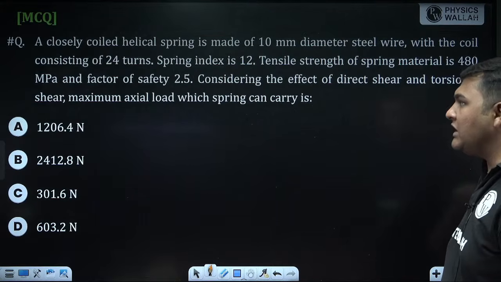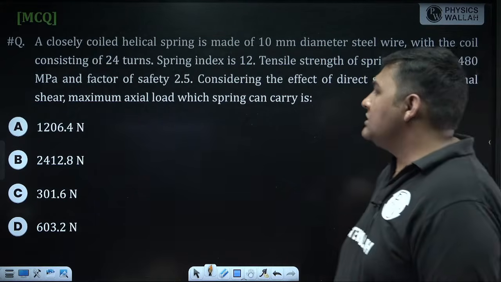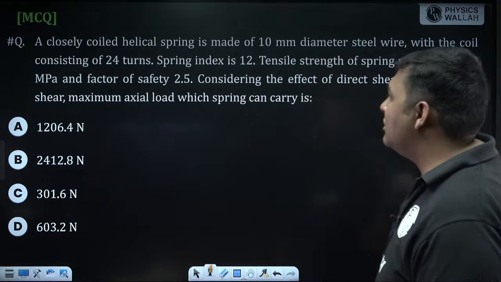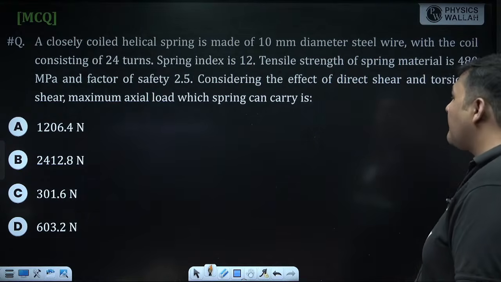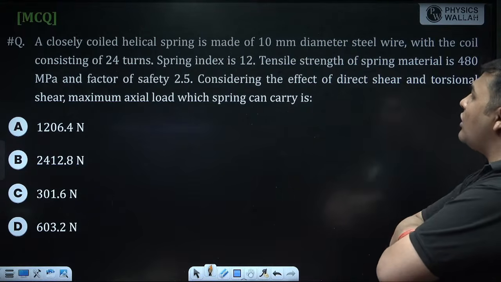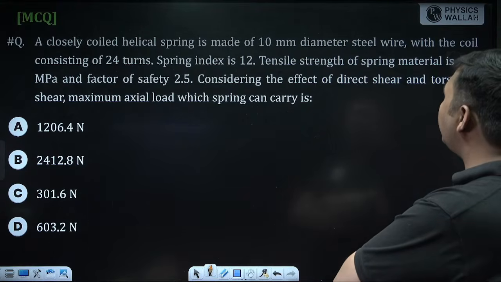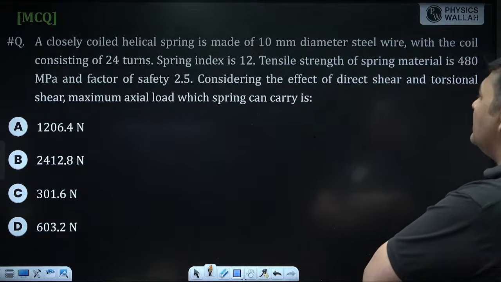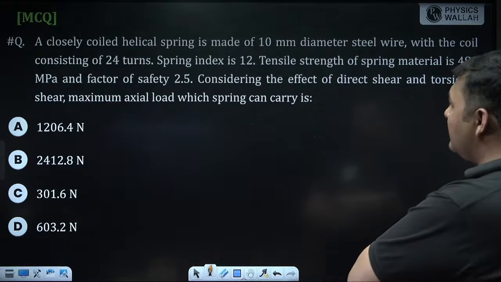Now moving to the next question. This is a multiple choice question. It is a question of spring. What is this question saying? A closed coil helical spring is made of 10 mm diameter steel wire consisting of 24 turns.